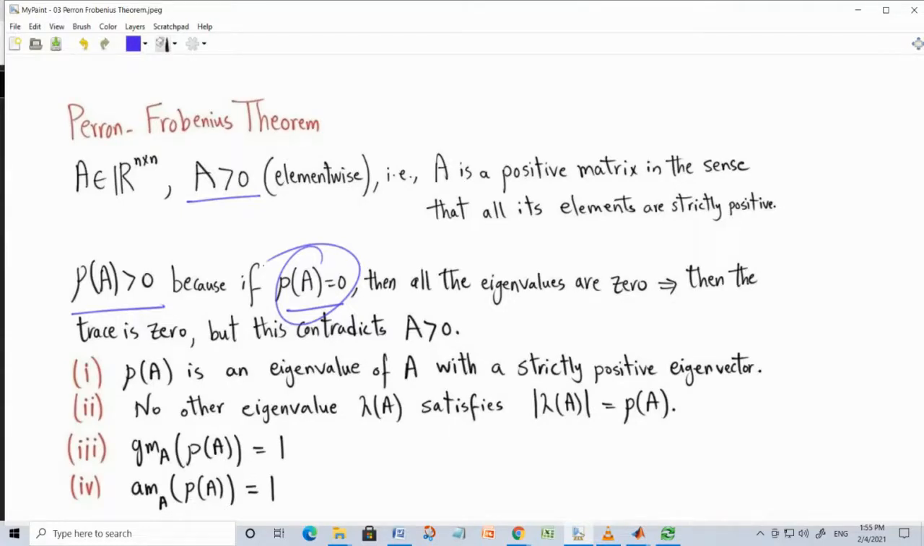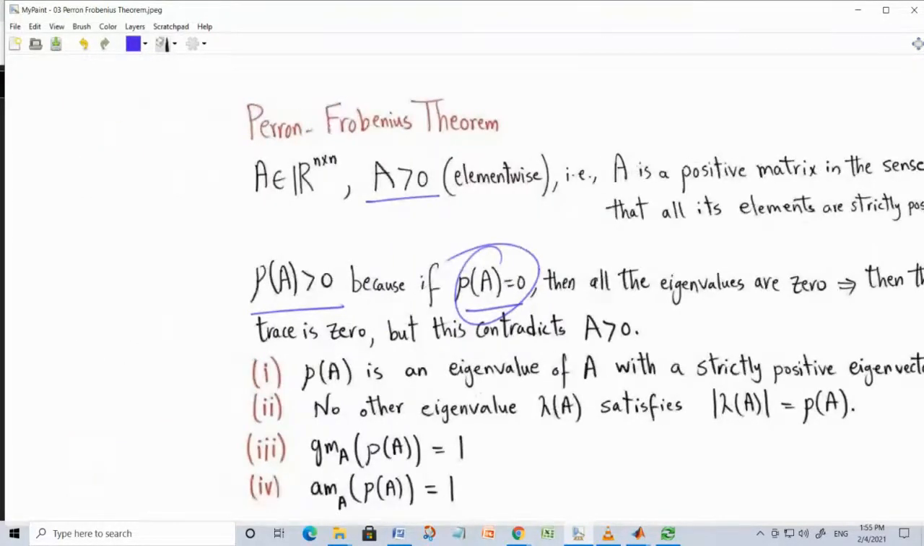Otherwise, you get a contradiction. Okay, so regarding those matrices, we want to make 4 claims. Important, very important claims. One of them is that rho of A, the spectral radius, is an eigenvalue. It's not just the maximum magnitude for an eigenvalue. It is an eigenvalue. Just to remind you what the spectral radius is.